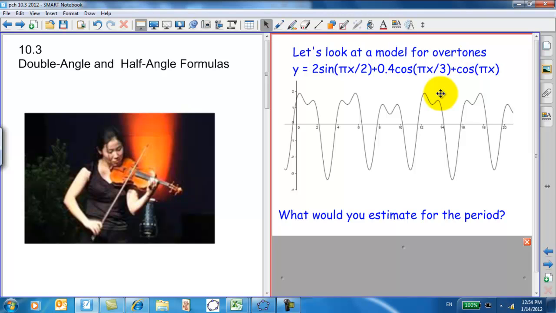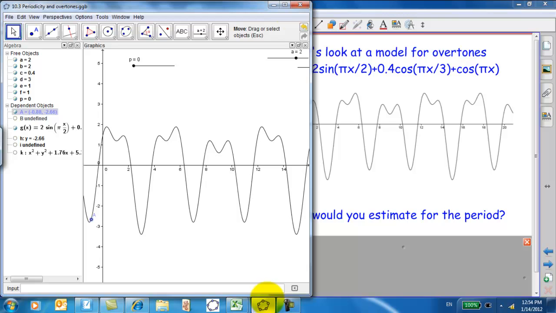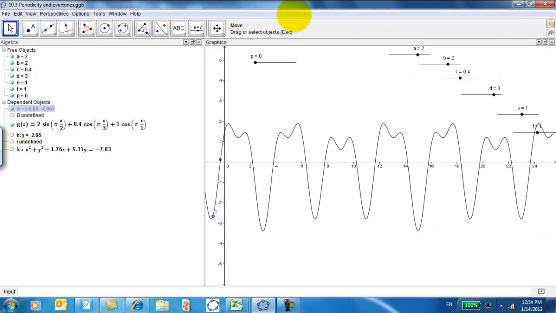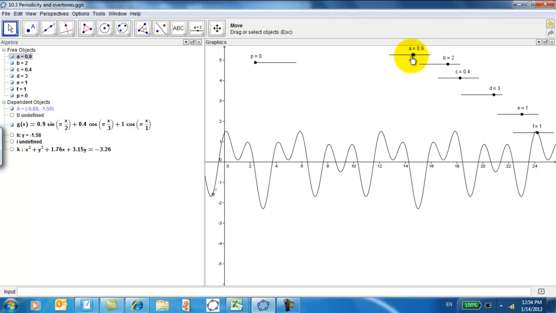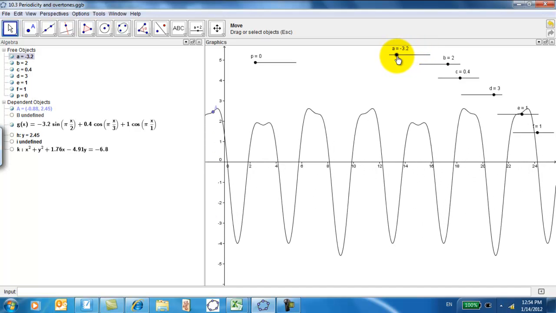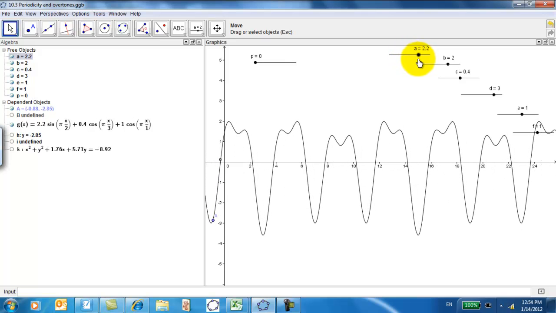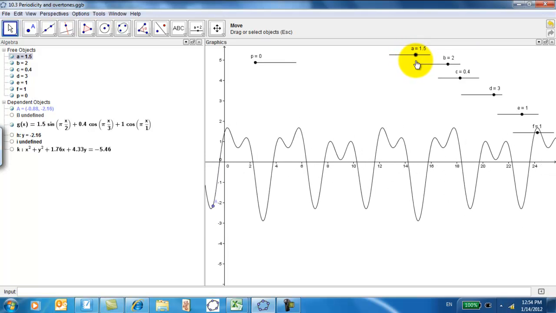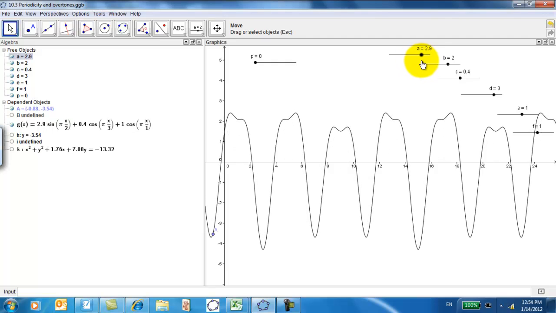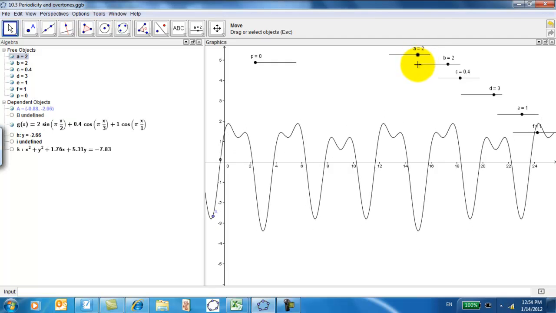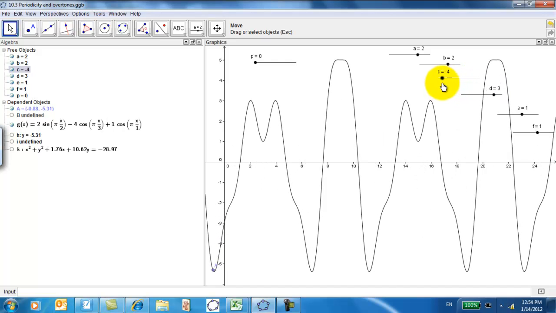And first of all, I got this from GeoGebra, where I set up some sliders on everything. As you can see, as I change some of these sliders, we can change the look of the whole periodic function. But notice they all do have a period. I can make the effects of the overtones less pronounced by taking some of these coefficients down. Notice? There you go.